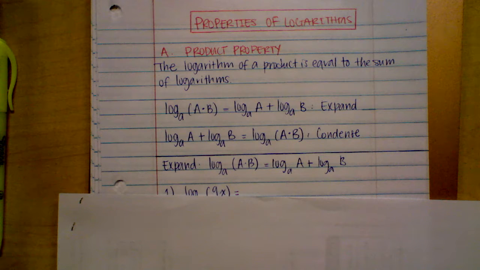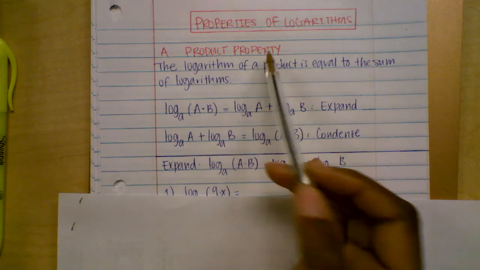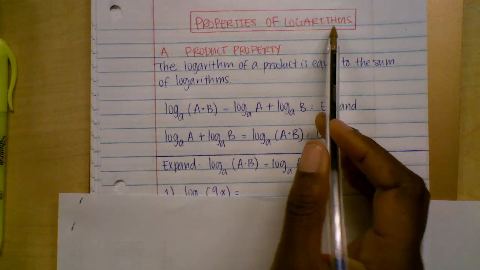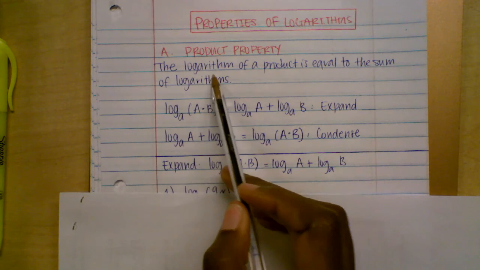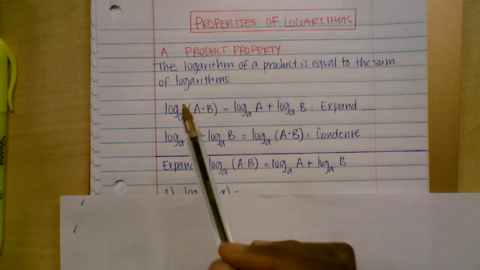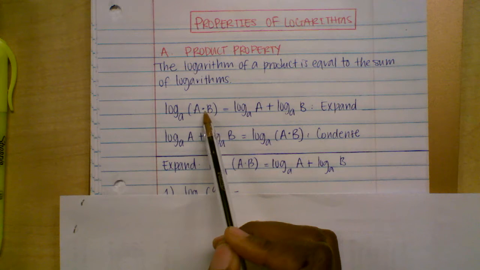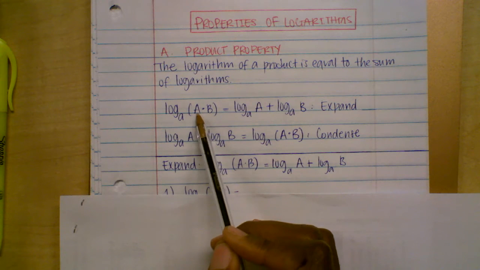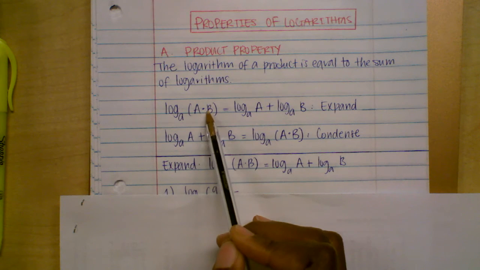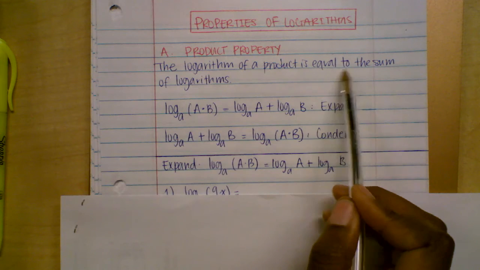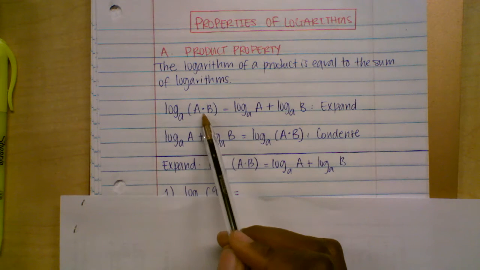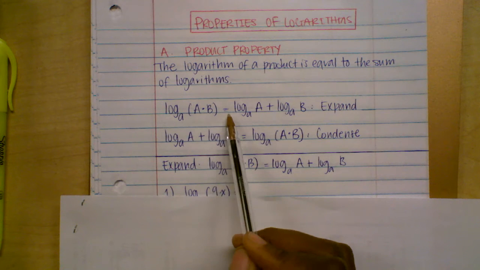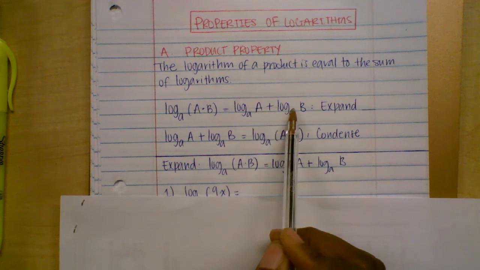In this video, I'm going to show you how to use the product property of logarithms. Okay, and what is the product property of logs? So the log of a product. A and B are two factors, the product they multiply together, is equal to the sum of the logs. So the log of a product is equal to the sum of the logs.